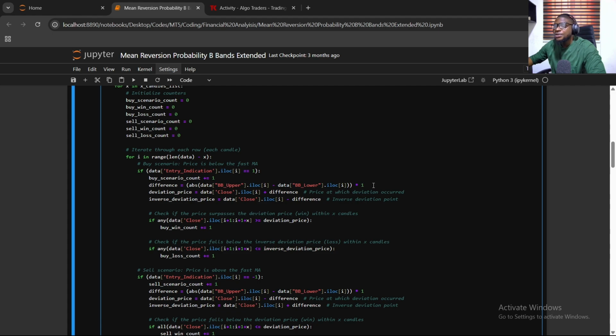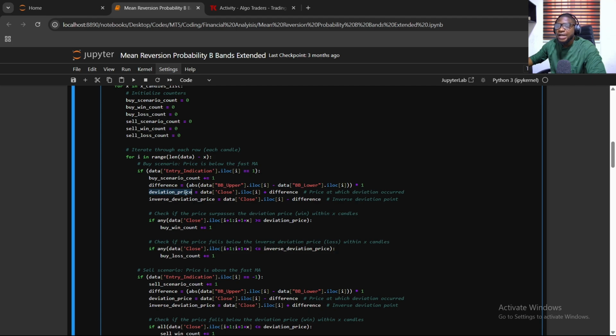And the reason why we are doing this is because we could actually multiply that difference by a number to see how far the price goes after a certain amount of candles, which is why we are using this difference here. Okay, in this case, we are just using 1, which means we are using the actual difference between the upper and lower Bollinger Band, which is what we set as a deviation price here.